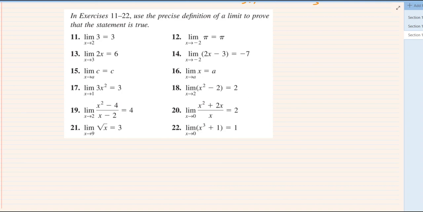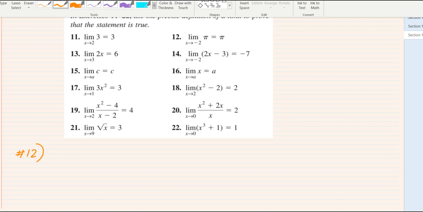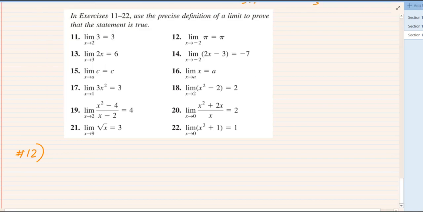So let's begin with exercise number 12. In number 12, we want to show that the limit as x approaches -2 of pi is pi. Now remember, this is a constant, right? We're going to begin with number 12. In the limit as x approaches -2 of pi, we want to prove that it is pi.